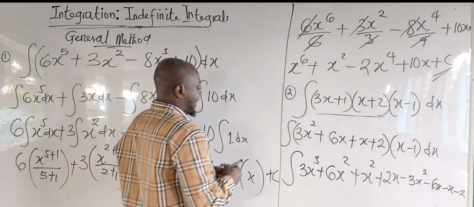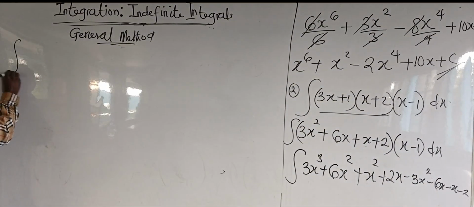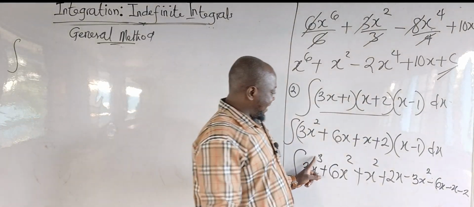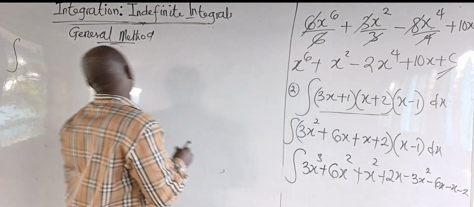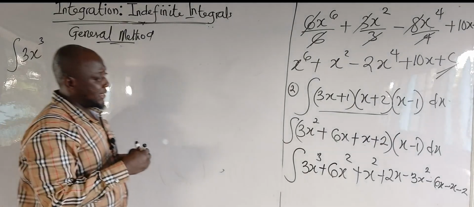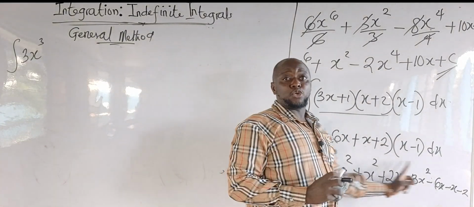Now, what's the next thing? We have not started integrating. So let's check the highest power here. The highest power of x here is 3. That's the highest power of x. So bring that out. And that highest power is only appearing once. There's no x cube again here.